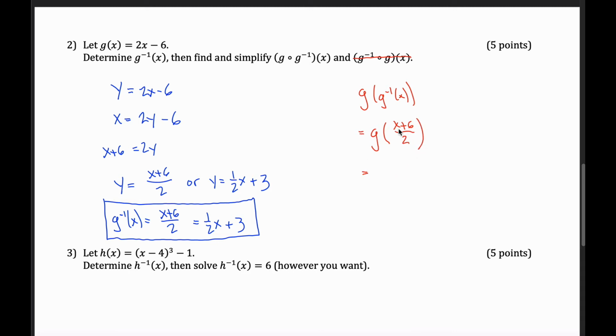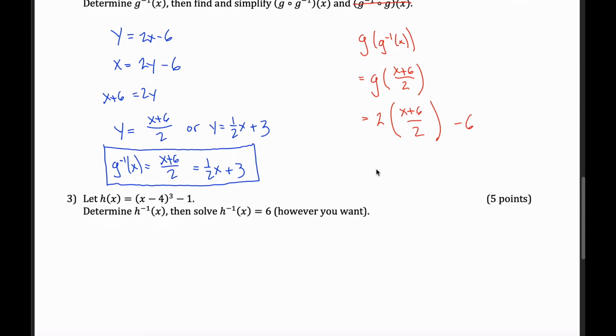And then to evaluate g of (x plus 6)/2, all you have to do is look at g of x up here and copy exactly what you see here, except replace all of the x's with whatever is in these parentheses. So in these parentheses is (x plus 6)/2. So I'd write 2 times, and then instead of writing this x right here, (x plus 6)/2, and then minus 6.